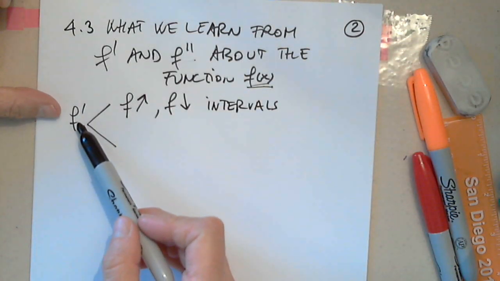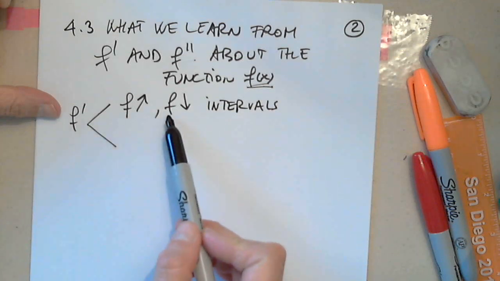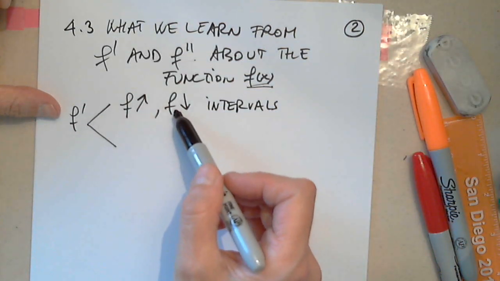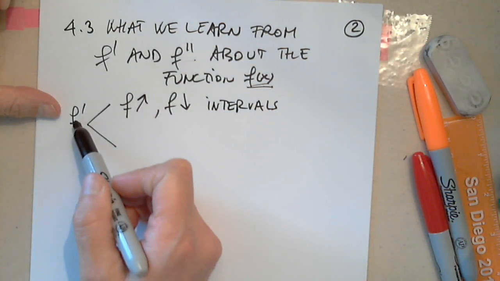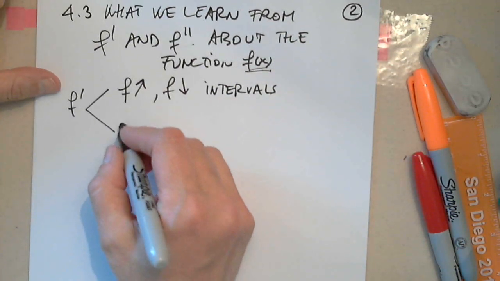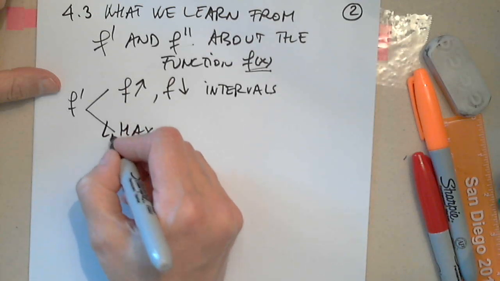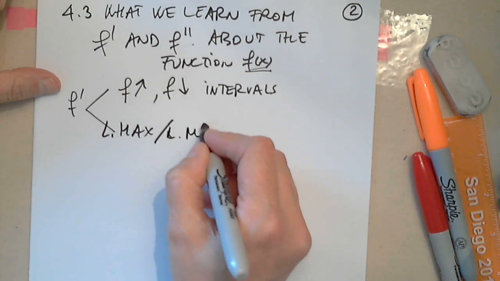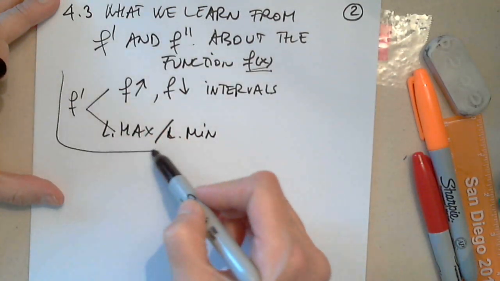So when the first derivative is positive, the function is increasing. When it's negative, it's decreasing. So this is one thing that we learn from the first derivative about the function. The second thing we learn is max, min, of course, local max, local min. So this is what we learn.